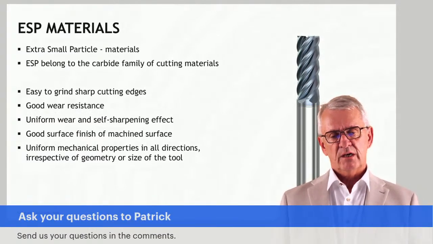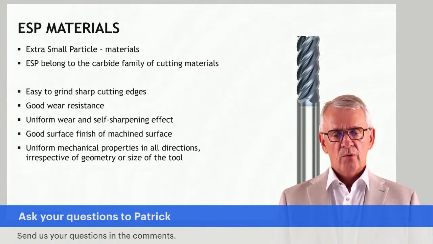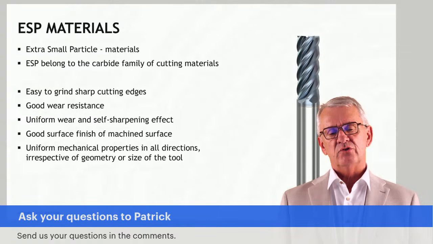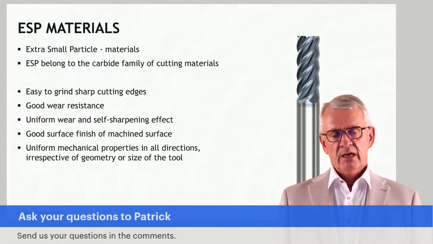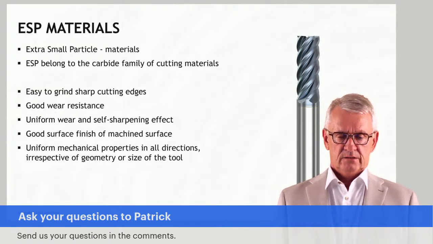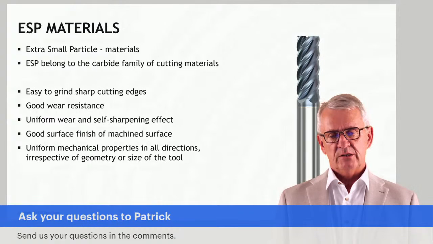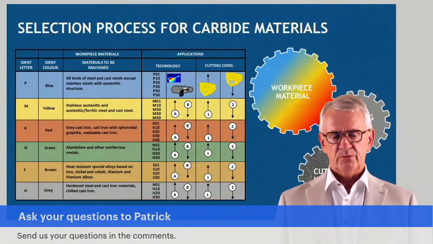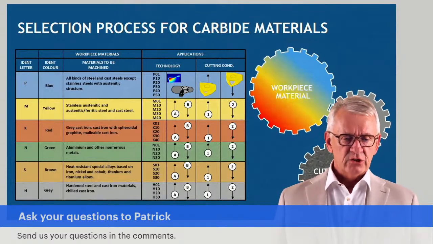This is the typical material we use for solid carbide tools, solid carbide milling cutters, solid carbide drills, where we need very high toughness and where we need sustainable cutting edges. Sharp cutting edges that stay sharp for a longer period, and the feature we use for that is ESP cutting materials.